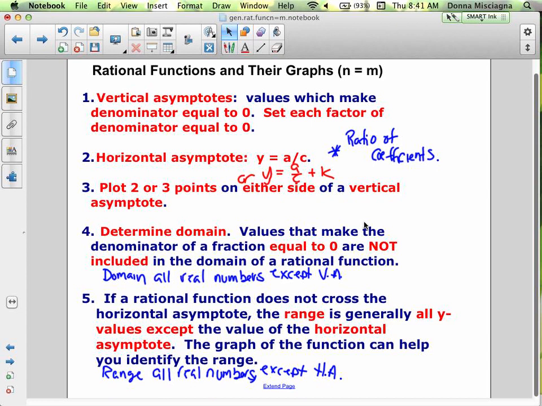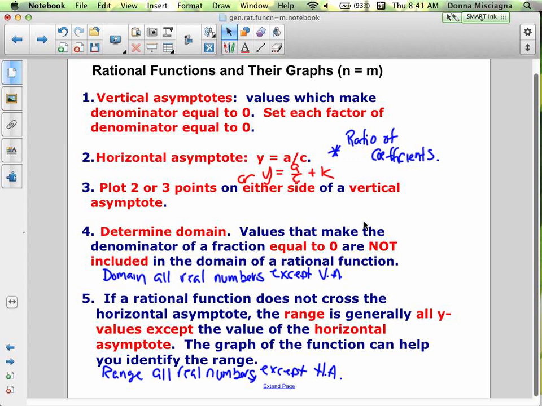We'll plot 2 or 3 points on either side of a vertical asymptote. Determine domain. This is true all the time. Values that make the denominator of a fraction equal to 0 are not included in the domain of a rational function. So the domain is going to be all real numbers except the vertical asymptote. That's going to be true all the time.